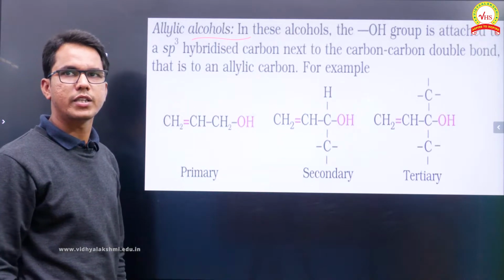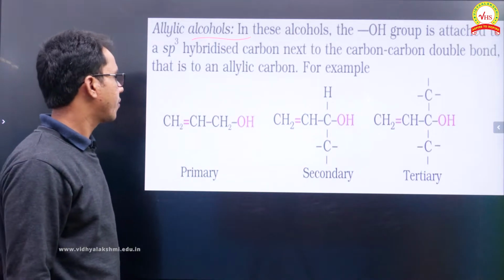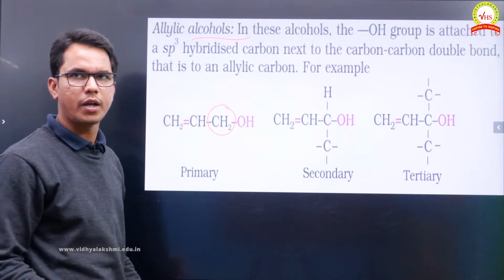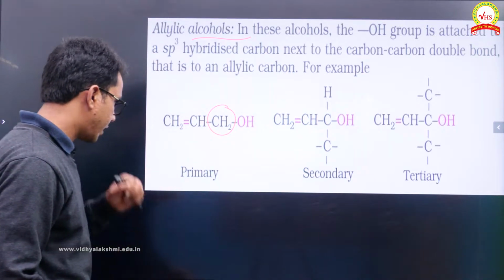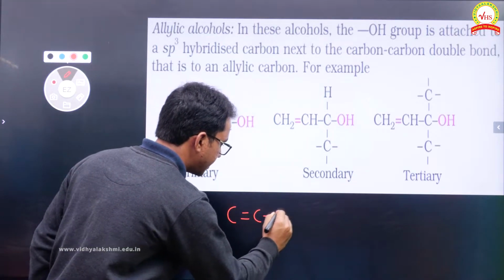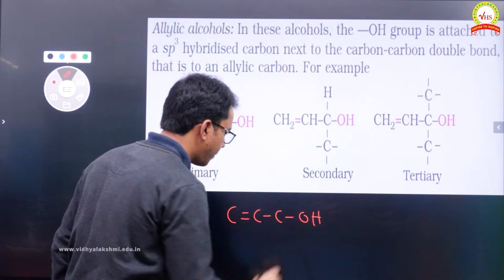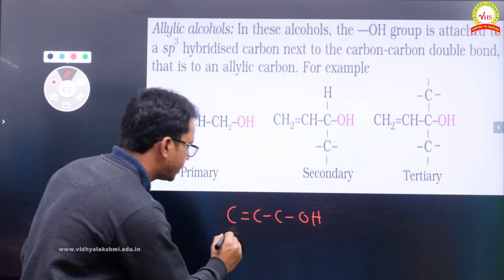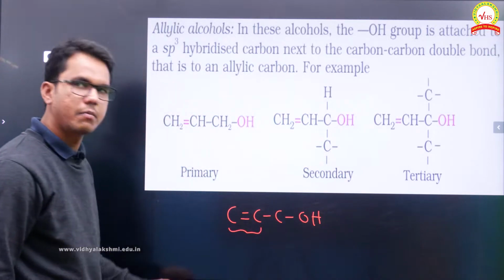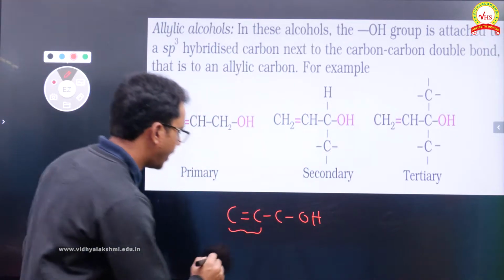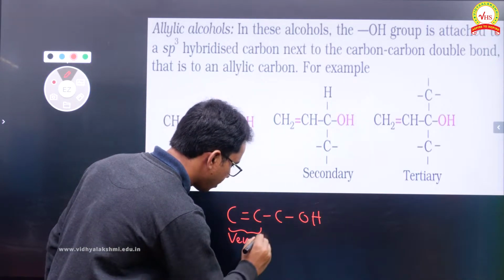Now let us go with another type of classification of alcohols of sp3 hybridized carbon. If the sp3 hybridized carbon is connected to an sp2 hybridized carbon, for example, let me take C double bond C, single bond C, OH. I'm not balancing the valence of the carbon here, I'm just taking an example. These two carbons, connected with the carbon-carbon double bond, are known as vinylic carbons.